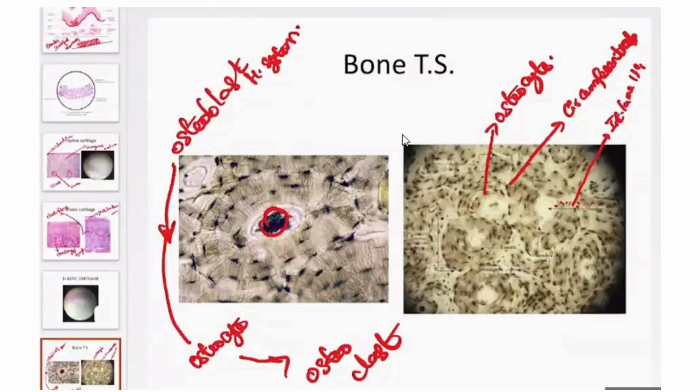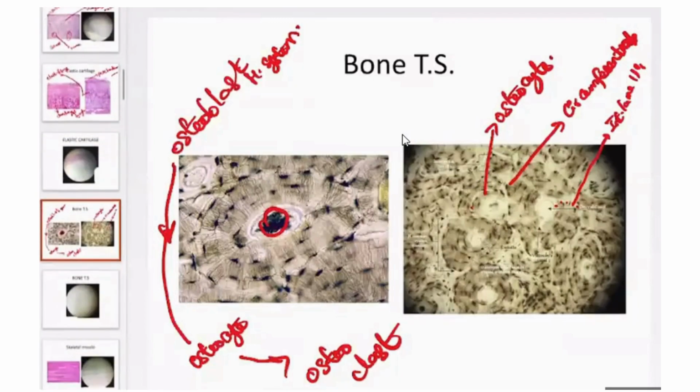So high density is present in which bone? Compact or spongy bone? Compact bone. So remember, the spongy bone doesn't have Haversian canals, whereas the hard, compact part will have the Haversian canal.